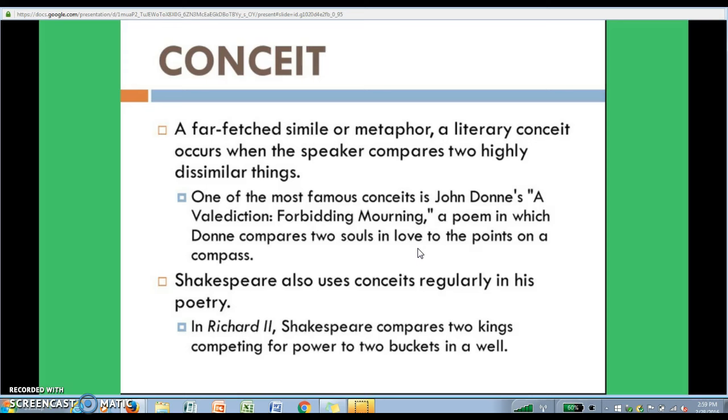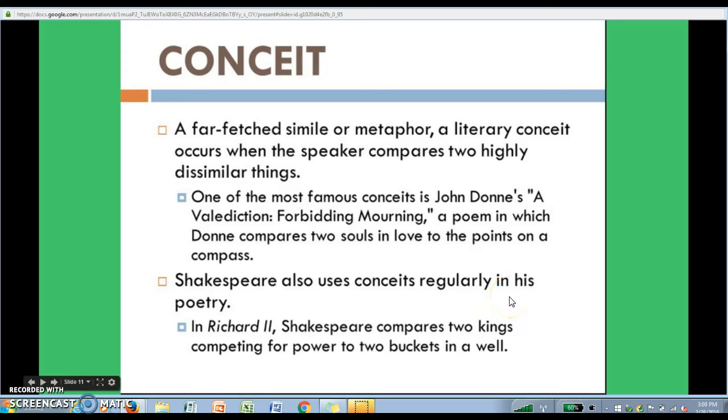A conceit doesn't necessarily make the meaning clear at the very start. Instead, it asks the reader to think more deeply about the metaphor so that they can get a more thorough understanding about the complexity of what the author is writing about. So the conceit in this comparison shows the complexity of the two souls in love that a simple metaphor would not create. Let's look at a second example.